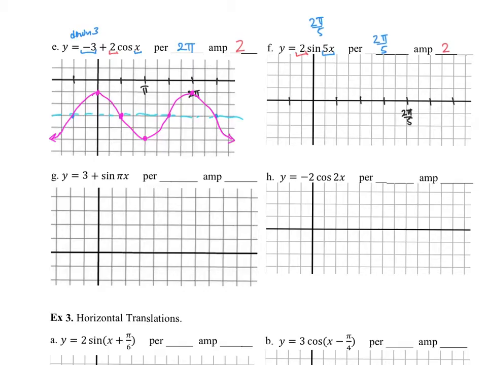Okay, I still split it into four pieces so I can get to 0, pi over 2, pi, 3 pi over 2, and so on. If this is 2 pi over 5, then if I go halfway this way, this is actually 1 pi over 5.